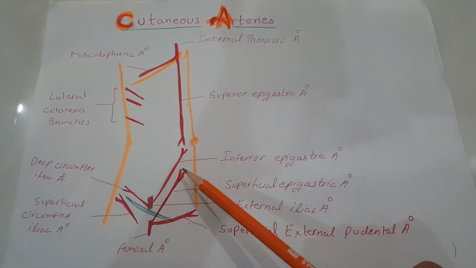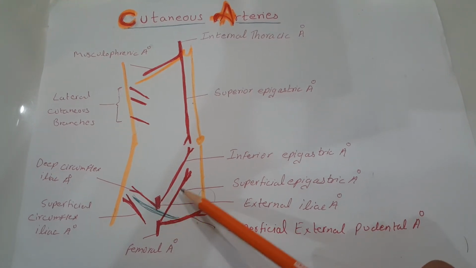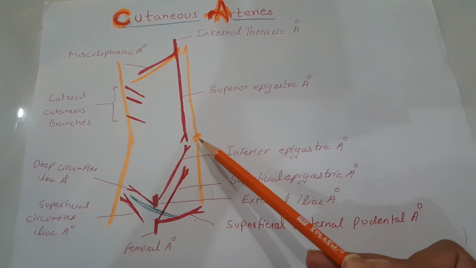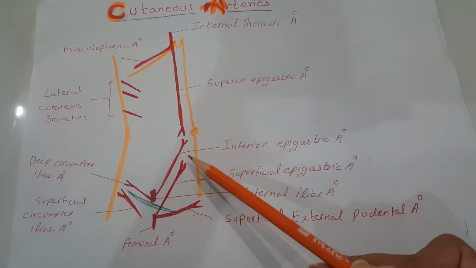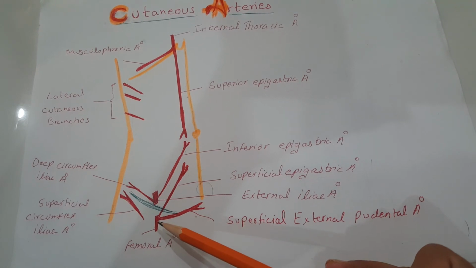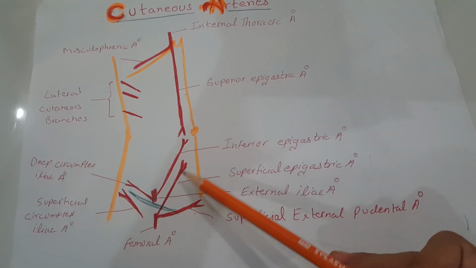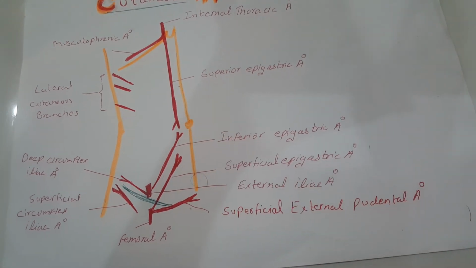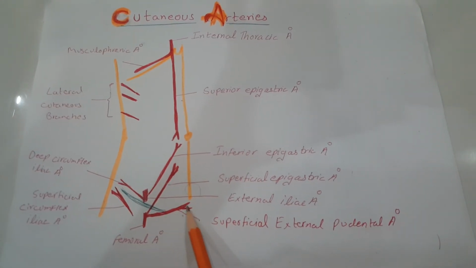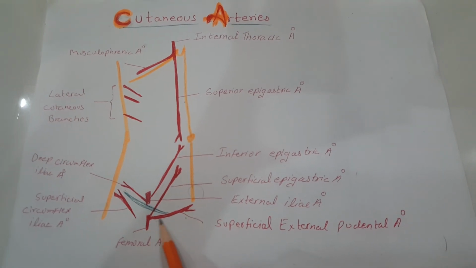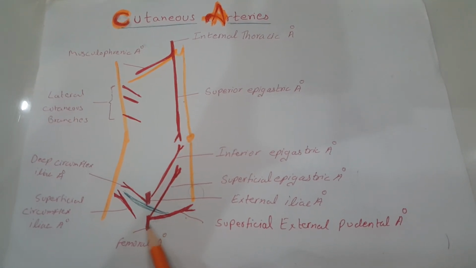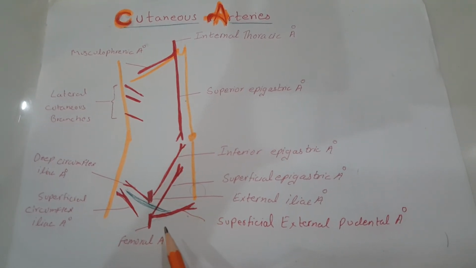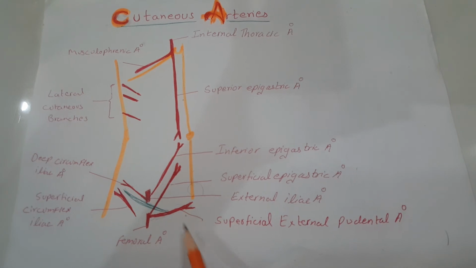The superficial epigastric artery that you can see in the diagram runs upward and medially. It supplies the skin up to the level of the umbilicus. So the superficial epigastric artery is a branch of the femoral artery and it runs upward, forward and medially and supplies the skin up to the level of the umbilicus. The superficial external pudendal artery is also a branch of the femoral artery. It runs medially and supplies the external genital organ skin and also the lower part of the abdominal wall.